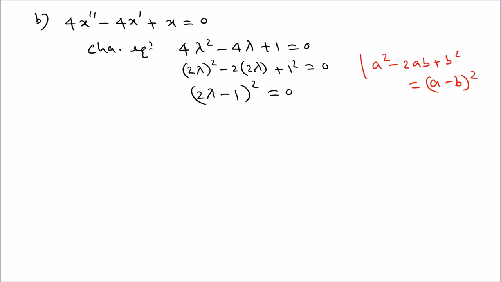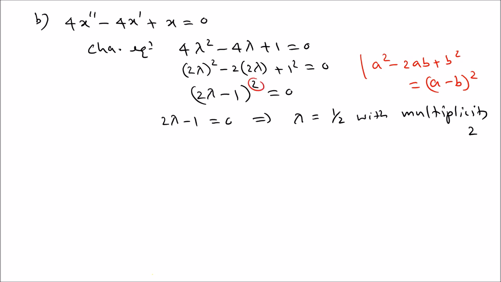Now what we can do is set this equal to 0. So we have 2 lambda minus 1 equals 0. This says that lambda equals 1/2. Why? Bring 1 to the other side, divide by 2. And it's a repeated root, or you can say with multiplicity 2, because you can see the square.